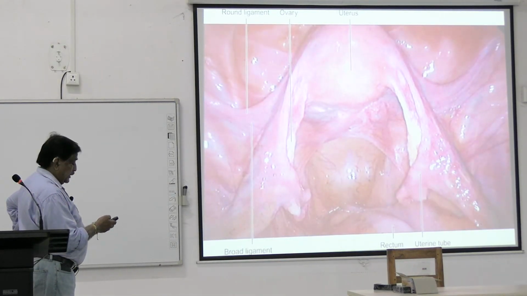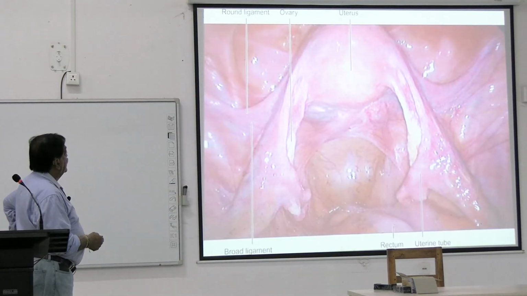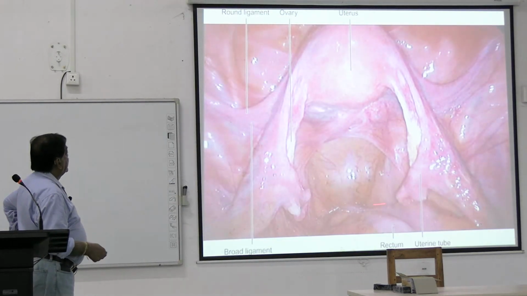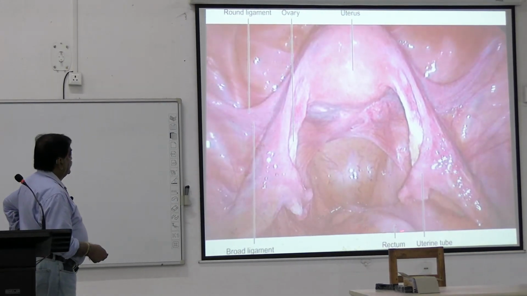This is a laparoscopic photograph of the pelvic cavity with its uterus, ovaries, round ligament. How it looks, rectum, uterine tube, broad ligament.